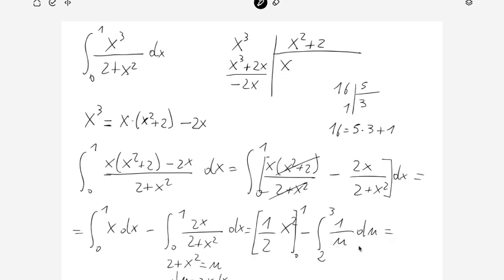This is just the logarithm. So we have 1/2 x squared evaluated between 0 and 1, because here we don't do a substitution, and so we don't change the extremes. Here we did a substitution, so minus the logarithm of u, but this is evaluated between 2 and 3. Okay, if we compute this, we obtain 1/2 minus logarithm of 3 plus logarithm of 2.